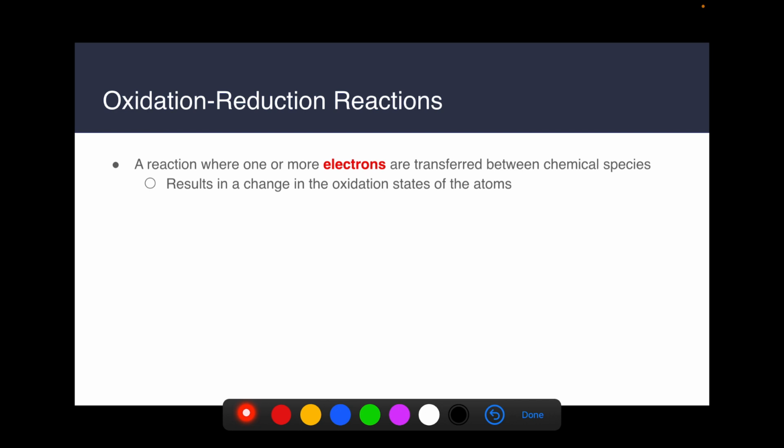We'll look more deeply at what is meant by oxidation states, but one easy way to think about it is it's kind of like the charge of each atom in a compound. They're not exactly the same thing, but we'll unpack that difference later. Oxidation-reduction reactions are typically abbreviated as redox reactions.